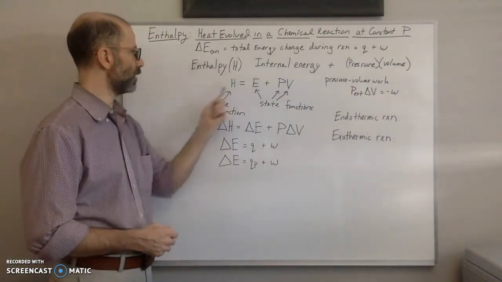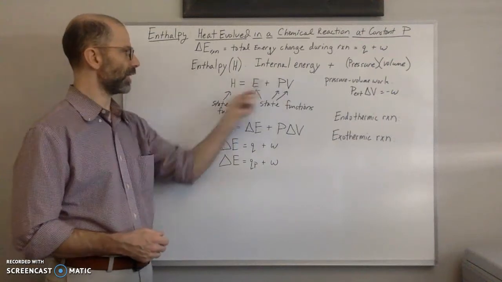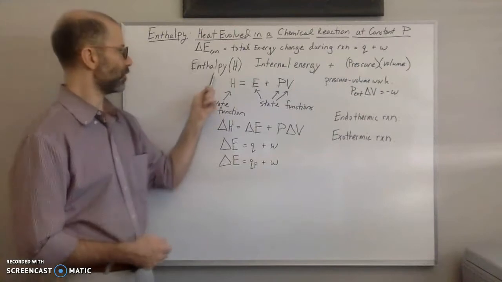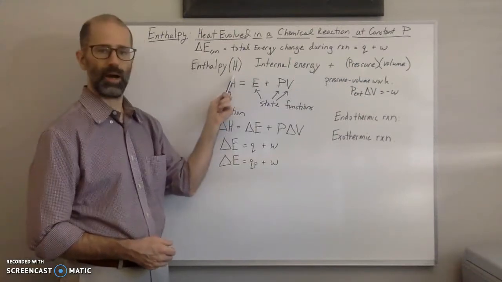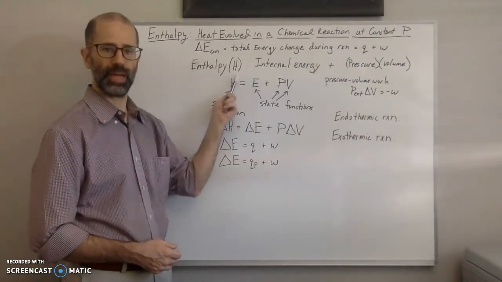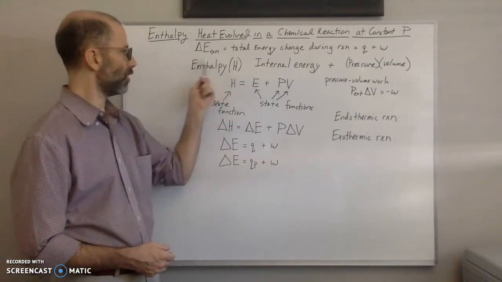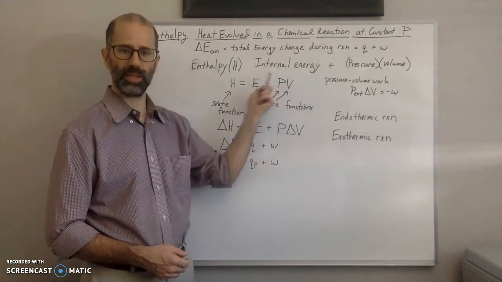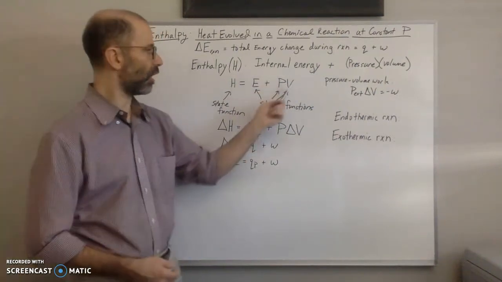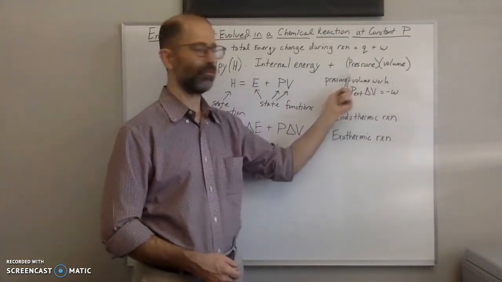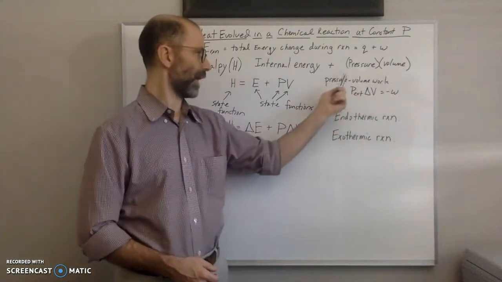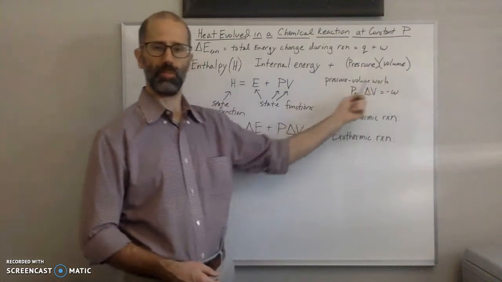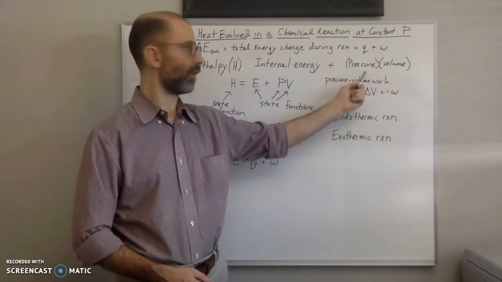And so here is a formulaic way of defining the enthalpy, which is symbolized by the capital H. So enthalpy is equal to the internal energy, which is our delta E or E, plus pressure times volume, right? And you recognize pressure times volume from before when we were talking about pressure-volume work, right?